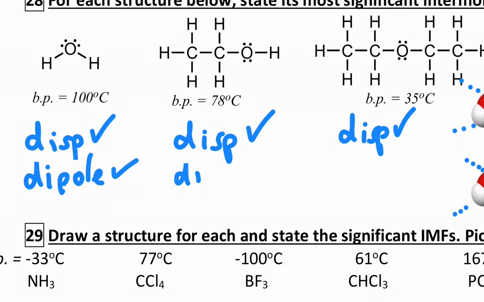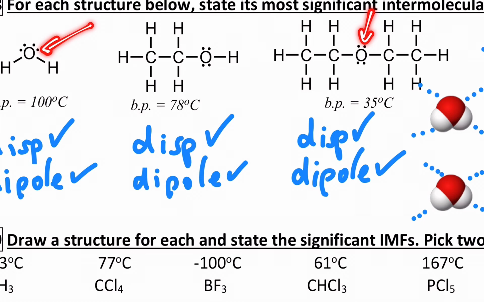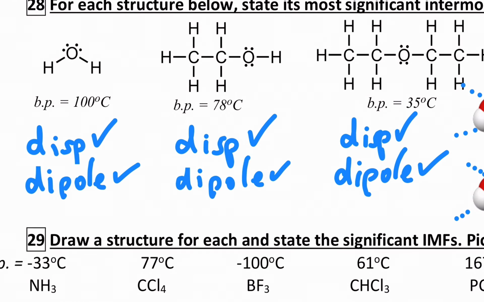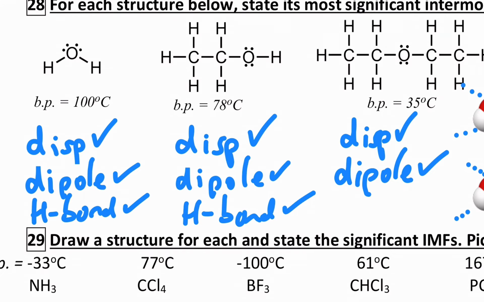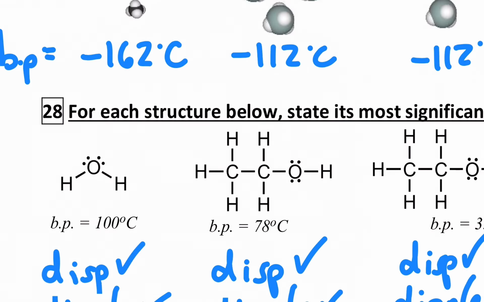Ethanol is also polar, so it also has dipole forces. And ethyl ether is also polar. Don't let that linear-looking molecule fool you. This is a bent oxygen in the middle of it, just like it's a bent oxygen in water. They just drew it linearly, but it is a polar molecule. Water can H bond, and ethanol can H bond as well. As you can see, there's an oxygen with a lone pair and a hydrogen on it, so that is the key feature that lets me H bond.